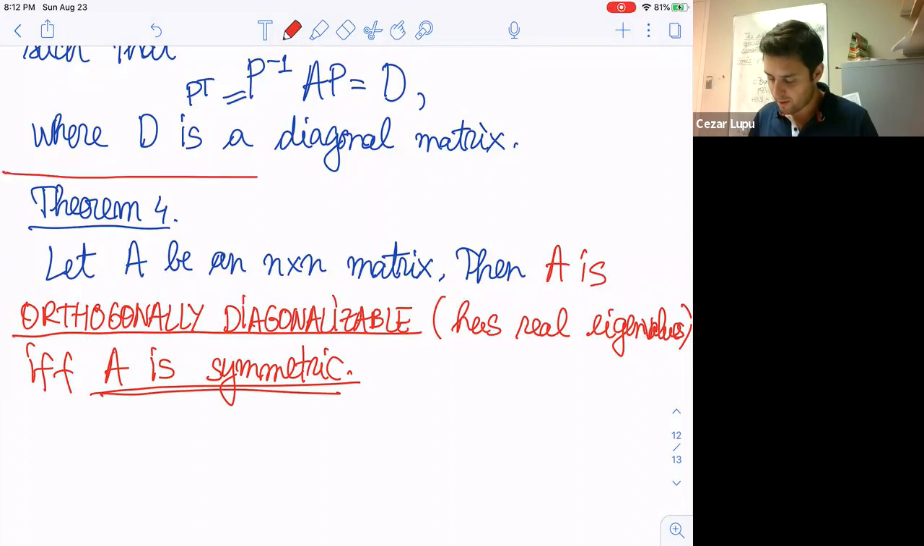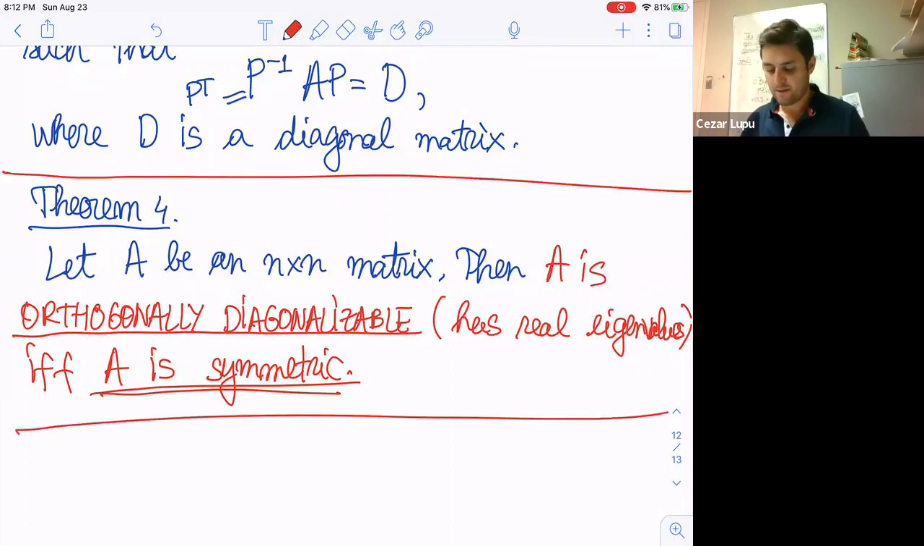So let's look at this theorem again. This is a very, very important theorem. It basically says that A is symmetric if and only if it's orthogonally diagonalizable. That's the main purpose of this lecture: to show that there exists another category of matrices that are diagonalizable, and this category is the category of symmetric matrices.